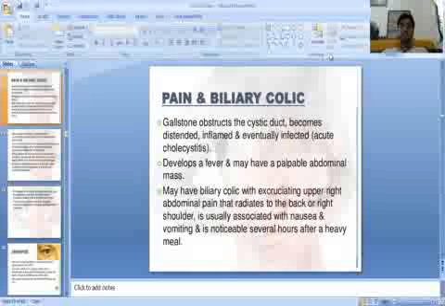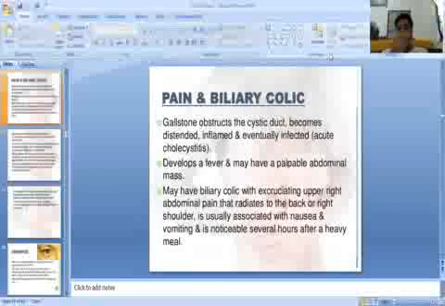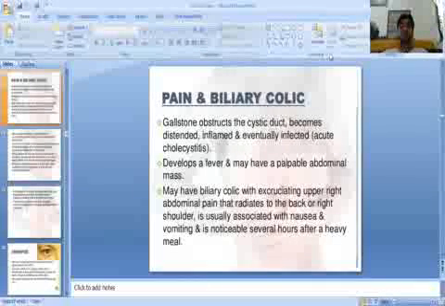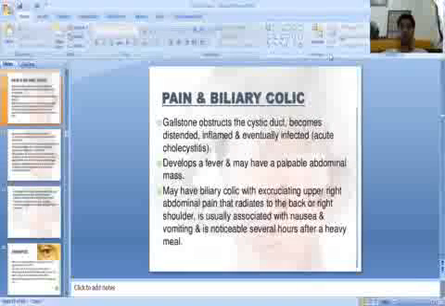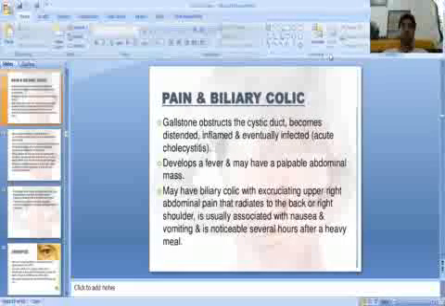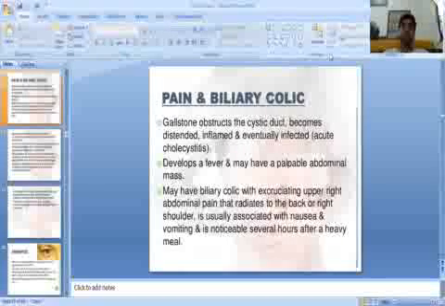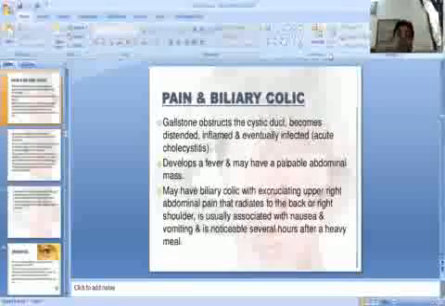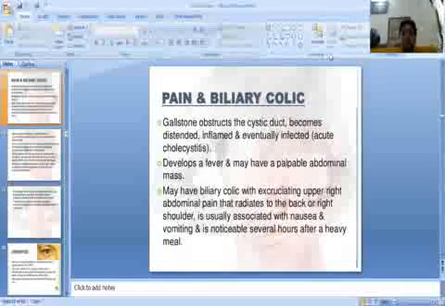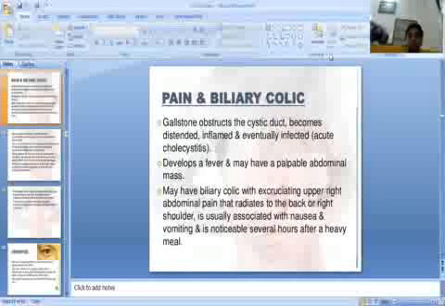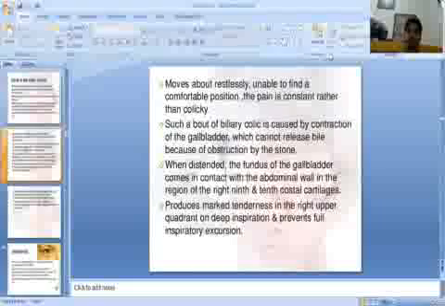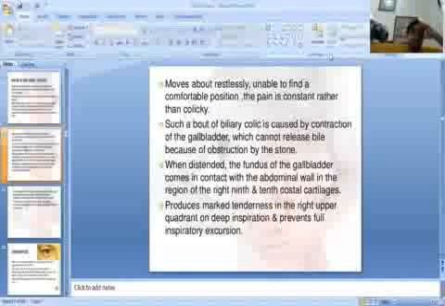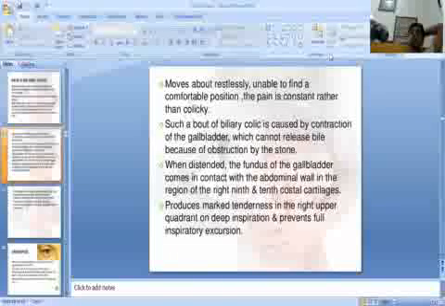Gallstones obstruct the cystic duct, which becomes distended, inflamed, and eventually infected. In acute cholecystitis, the patient develops a fever and may have a palpable abdominal mass. May have biliary colic with excruciating upper right abdominal pain that radiates to the back and right shoulder, usually associated with nausea and vomiting and noticeable several hours after a heavy meal. The patient moves about restlessly, unable to find a comfortable position. The pain is constant rather than colicky.